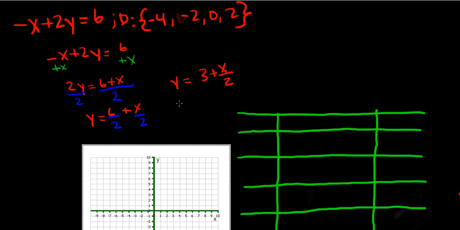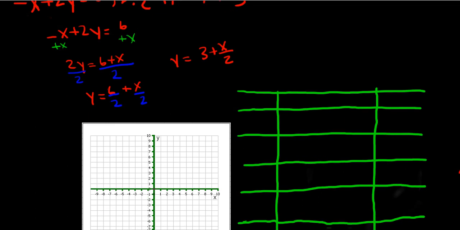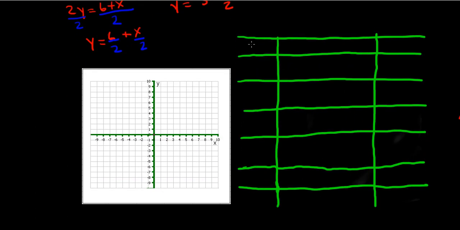Now, using this equation, we're going to produce our y values. So we're going to use a chart, and in the left column we're going to put our x values, which are our domain values. So we've got negative 4, negative 2, 0, and 2. Now we're going to plug each x value into the equation we have created. So our first x value, negative 4, let's plug it in.